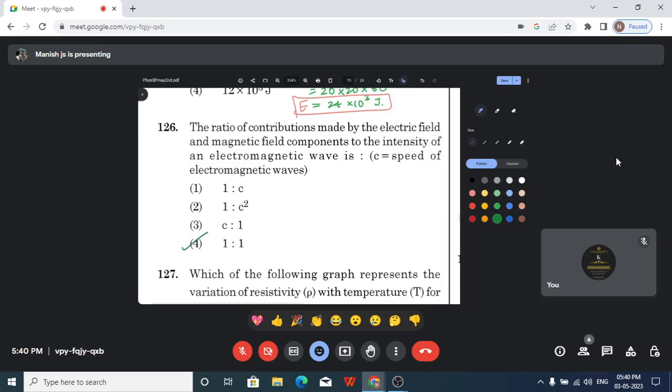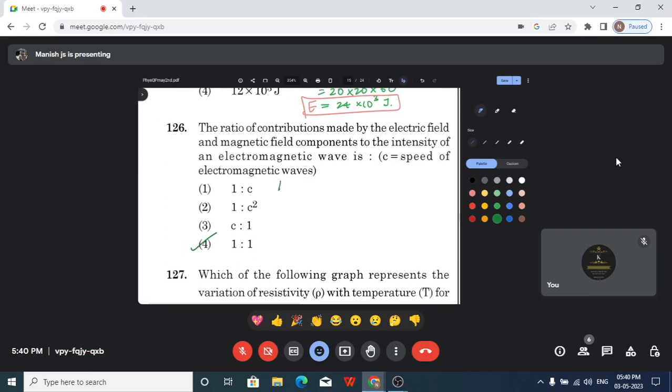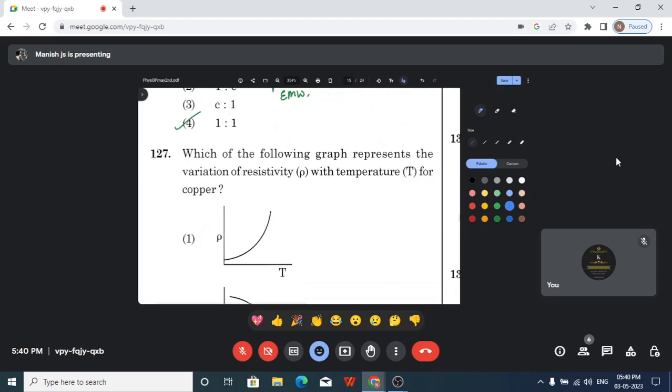Okay, sir. Yeah. So I'll write here the reason: the contribution of electric and magnetic fields are equal for an electromagnetic wave, that is EMW, which is electromagnetic wave. So the answer is option 4. Okay, moving on to the next question.